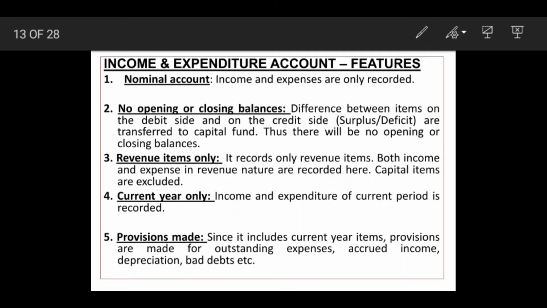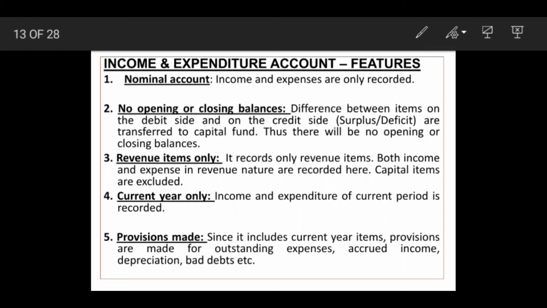Features of income and expenditure account are: it is a nominal account. It only records revenue items. That means revenue, incomes and expenses are recorded in this account. Transactions related with assets are not recorded in this account. No opening or closing balances. Income and expenditure account doesn't have an opening balance or a closing balance.